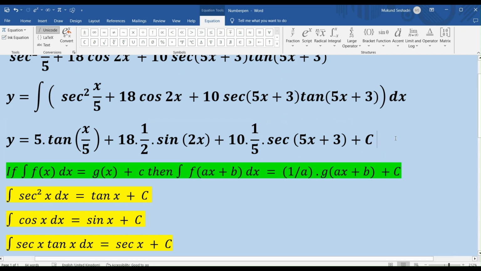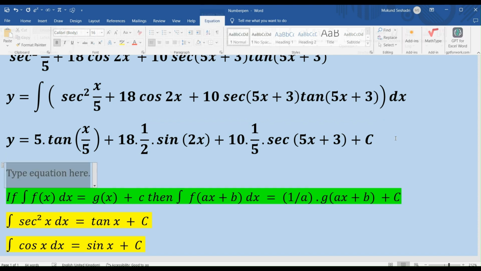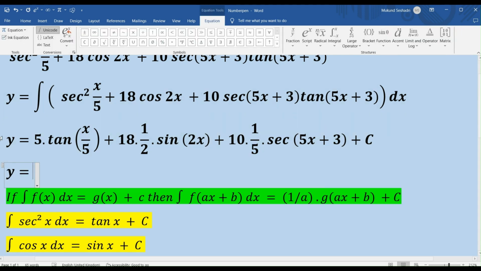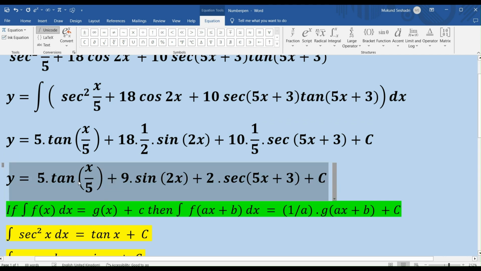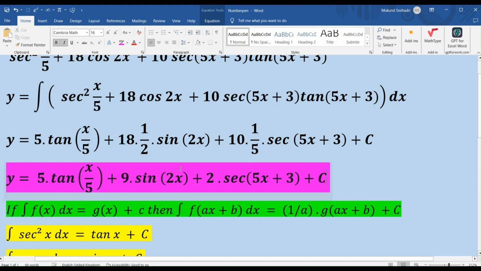So now let's go to the next line. We've got a little bit of simplification to do. My y equals 5 times tan x by 5 remains as it is. 18 by 2 becomes 9, 9 times sine of 2x, and then I have 10 divided by 5, which is nothing but 2 times secant of 5x plus 3, and then I have a plus c, right? So there we are. Let me highlight my final answer in pink. 5 times tan of x by 5 plus 9 times sine 2x plus 2 times secant of 5x plus 3 plus c, right?